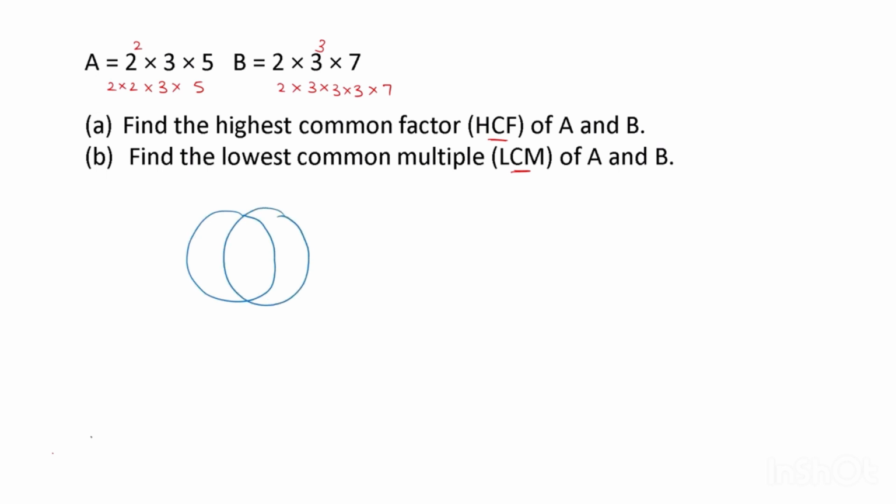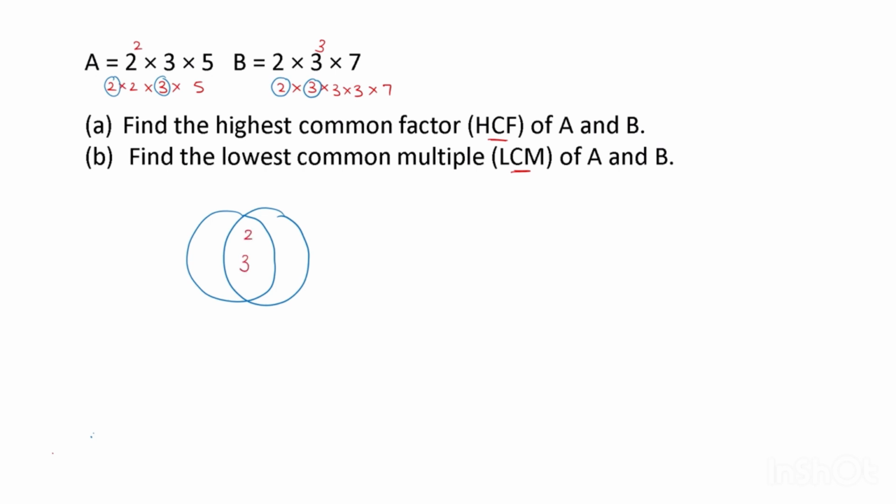Now we will see what common numbers they have. You have 2 here, you have 2 here, right? You have 3 here and 3 here. Perfect. So as we found the common numbers, 2 and 3, the rest are uncommon. So you're going to write 2 and 3 in between because they are common between A and B.